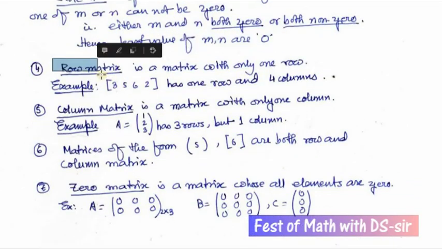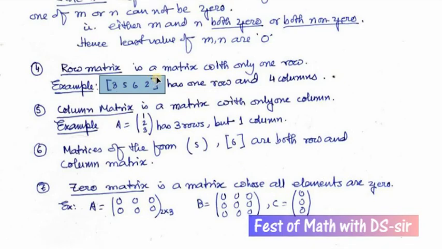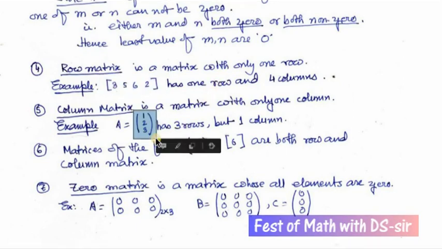Next comes the row matrix. Note this. Look at this matrix. It has one row and 4 columns. Since it has only one row, it is called a row matrix. Likewise, look at this matrix. It has 3 rows but only one column. So it is called a column matrix. So a row matrix has only one row, a column matrix has only one column.